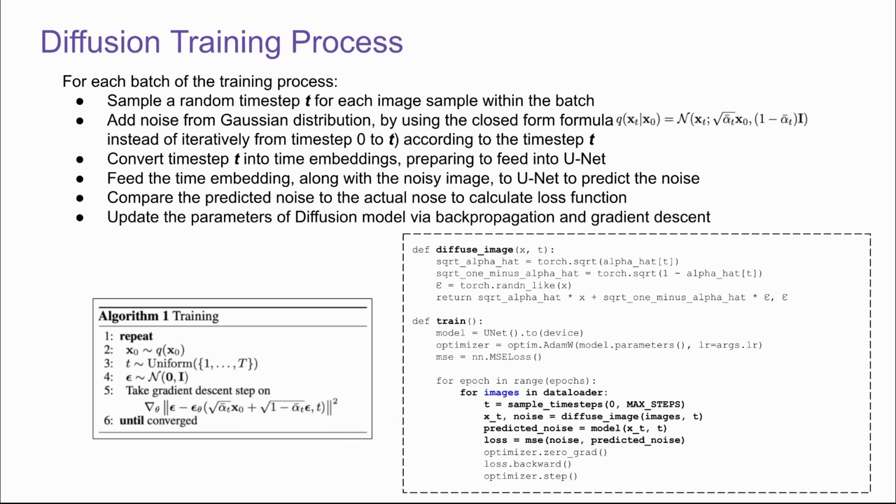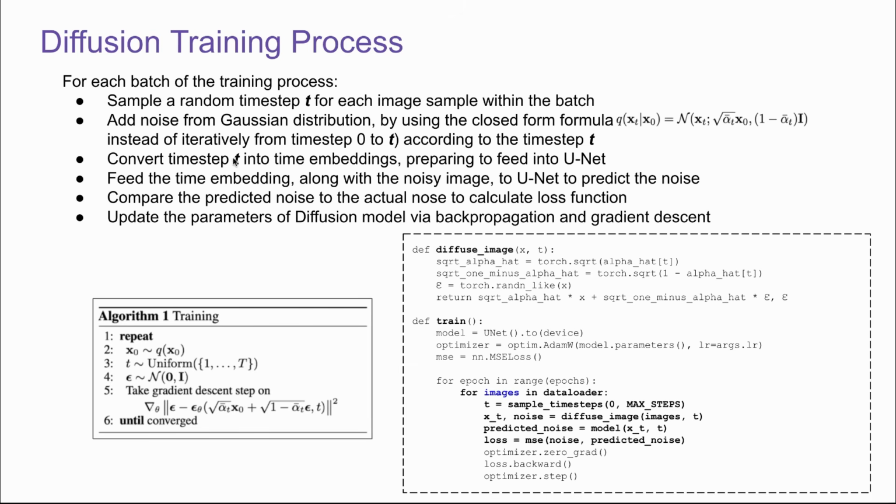Now let's take a look at the detailed training process for diffusion. For each batch of the training process, first we want to sample a random time step t for each image sampled within the batch, and then we add noise from Gaussian distribution by using the closed form formula q x_t given x0 instead of iteratively from time step 0 to t. And then we convert time step t into time embeddings, preparing to feed into UNet. I'm going to cover this part in more detail.